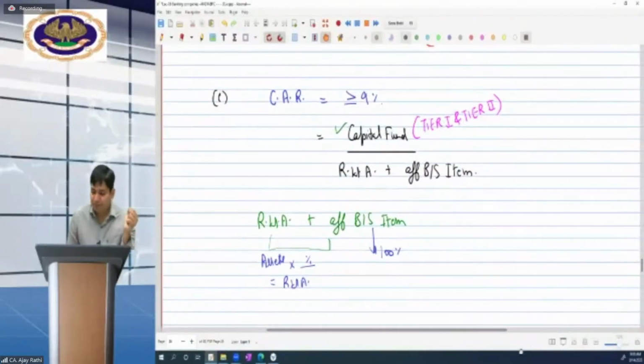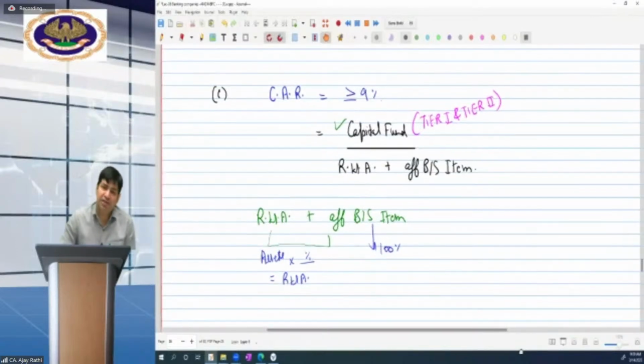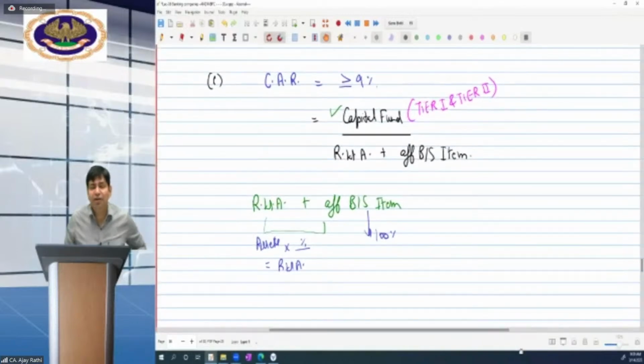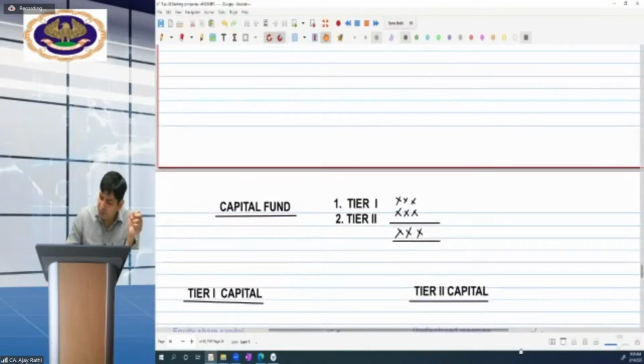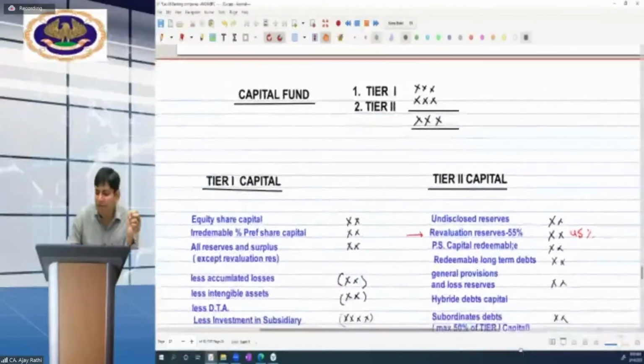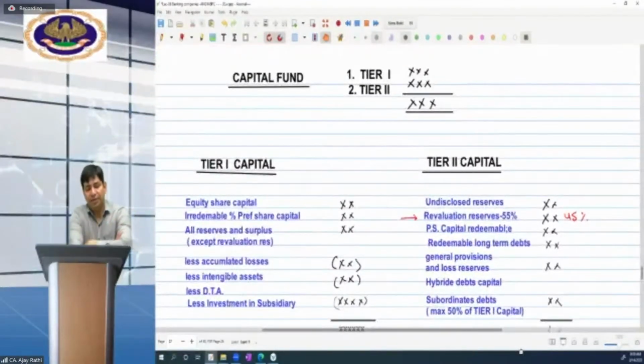Now I am telling you what we can call capital fund, what we can call RWA, and what are the off balance sheet items which are required to be considered here. Capital fund you already know: capital, reserves and surplus. Those have been divided into two parts along with some weightage. I am showing you the slides I already prepared to save your time. Those will also be uploaded, don't worry. Capital funds are a combination of two capitals. These are the core capital.